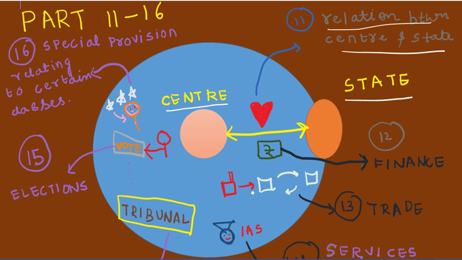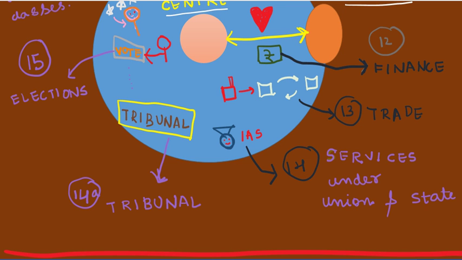After finance, what comes is trade. This is the industry and these are goods which are traded. This is a symbol I use. You can use whichever you're comfortable with. So after finance comes the trade. Then I've written IAS here so that we can connect it more easily, and which is part 14, nothing but services under union and state.